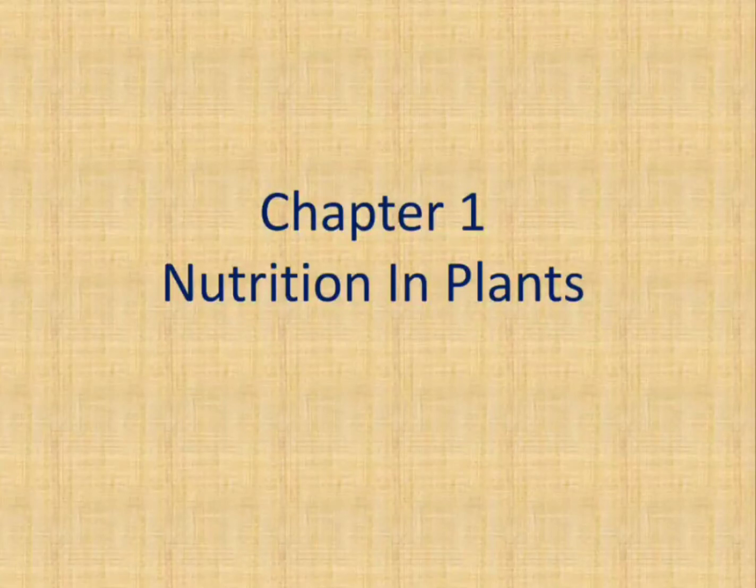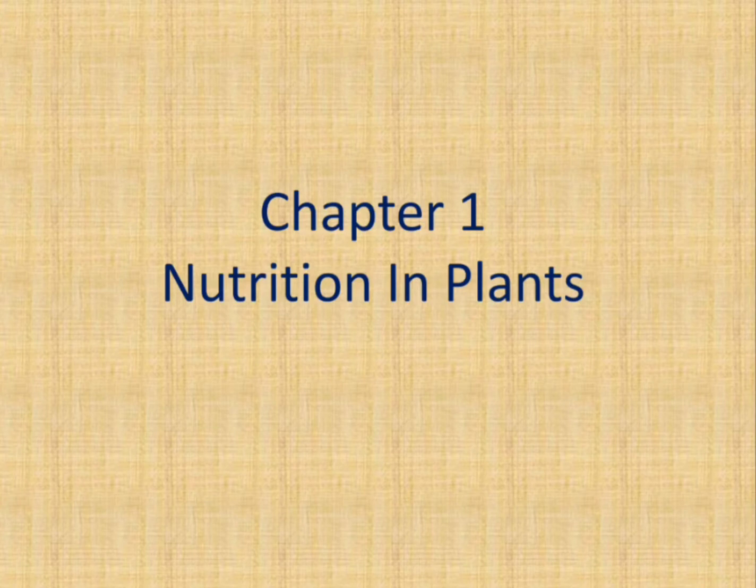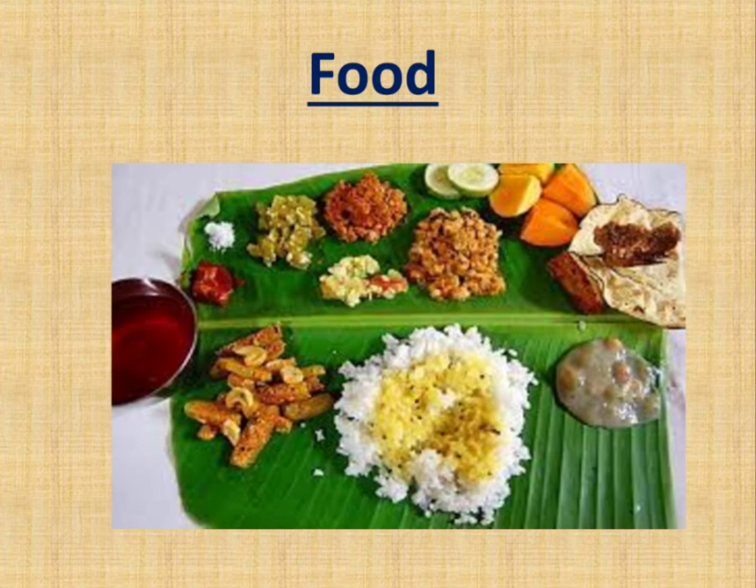Hello students. Today let us discuss chapter 1 Nutrition in Plants. Observe the given figure. In the figure you can see various food items: papad, pickles, rasam, rice, sambar, etc. Our meals include a variety of food items. What are the components of food?